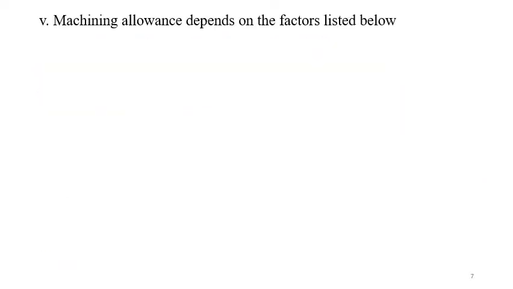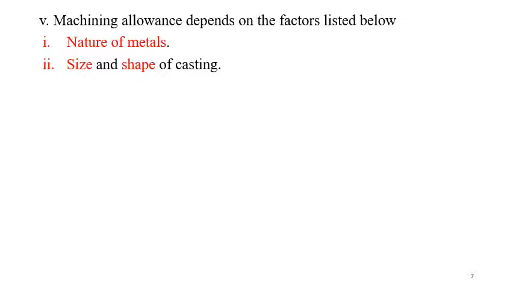Next, machining allowance depends on the factors listed below: nature of the metal, and size and shape of the casting. Depending upon the size, it plays a very important role.